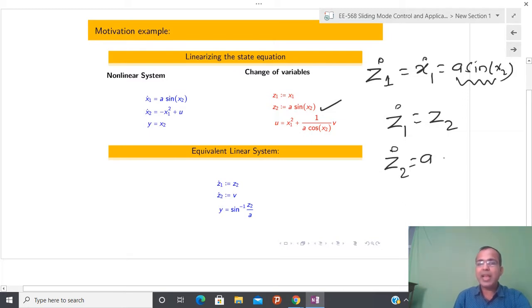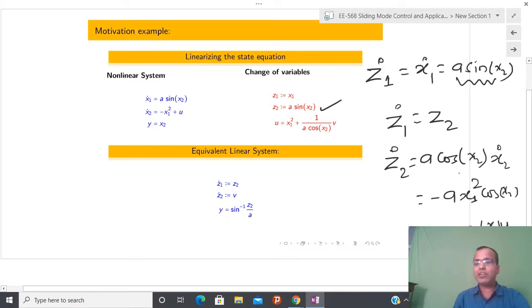After that, you have to take the derivative of z2. Here a is some kind of constant, and the differentiation of sin x2 is cos x2, and after that I have x2 dot. You know that x2 dot is nothing but x1 square cos x2, plus cos x2 multiplied by u. So I have this kind of structure. Now you can see that I have a system in chain of integrator form: z1 dot equal to z2, z2 dot equal to this.